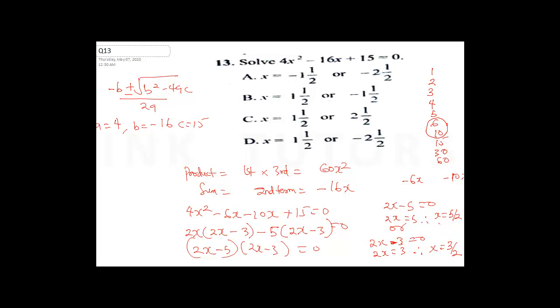If you change this to a proper fraction, it's going to be 2 whole number 1 over 2, and 3 over 2 is going to be 1 whole number 1 over 2. So our answer is either 2.5 or 1.5, and they are both positive. So the correct answer is C.